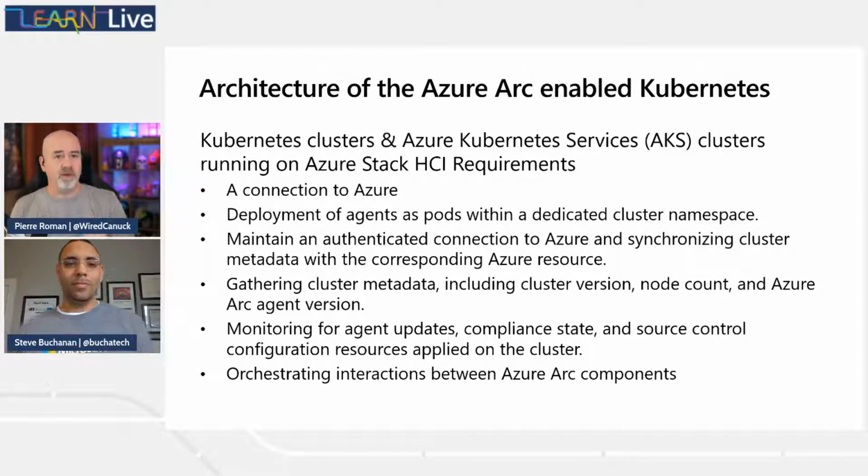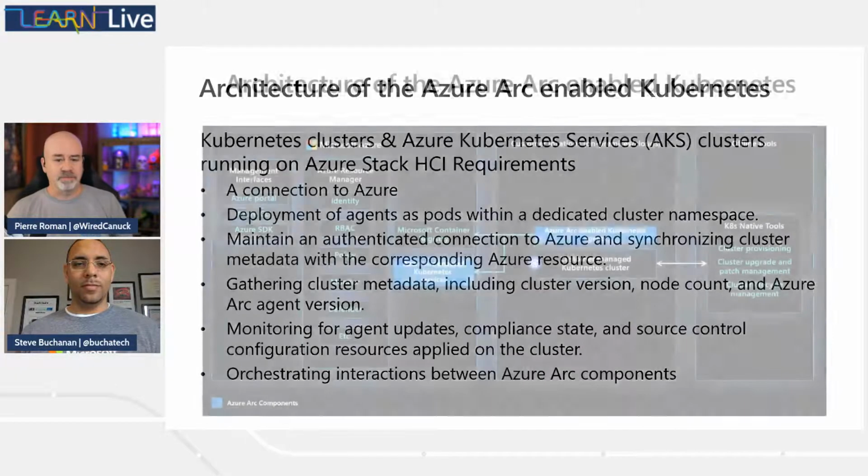service principal. When you connect it the first time, you just pass on the service principal's credentials, so you don't have to store credentials anywhere. It's just the first time that it's created, and then it connects. It will gather that metadata, including cluster version, nodes, Azure Arc version, all of that good stuff, and then it will start orchestrating those interactions.